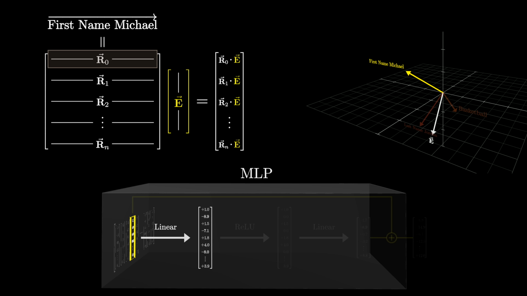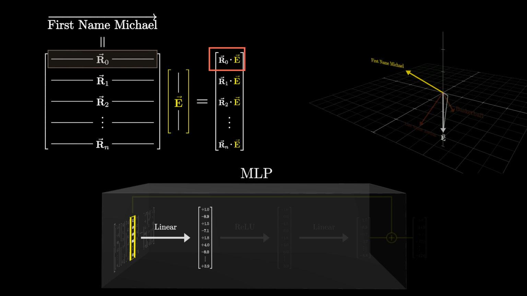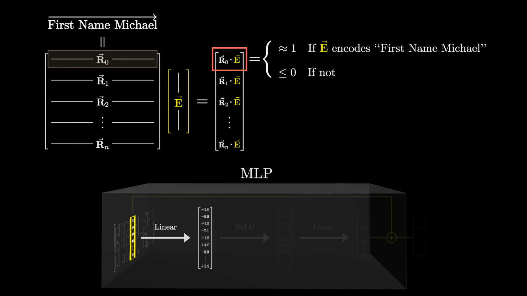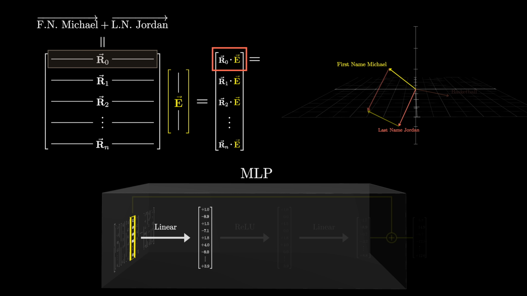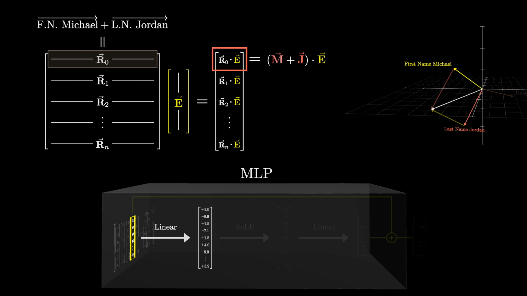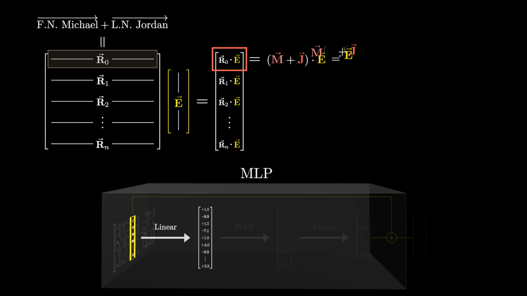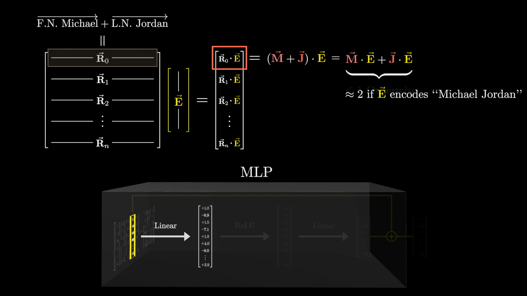For example, suppose that very first row happened to equal this first name Michael direction that we're presuming exists. That would mean that the first component in this output, this dot product right here, would be 1 if that vector encodes the first name Michael, and 0 or negative otherwise. Even more fun, take a moment to think about what it would mean if that first row was this first name Michael plus last name Jordan direction. And for simplicity, let me go ahead and write that down as M plus J. Then taking a dot product with this embedding E, things distribute really nicely, so it looks like M.E plus J.E, and notice how that means the ultimate value would be 2 if the vector encodes the full name, Michael Jordan, and otherwise it would be 1 or something smaller than 1. And that's just one row in this matrix.